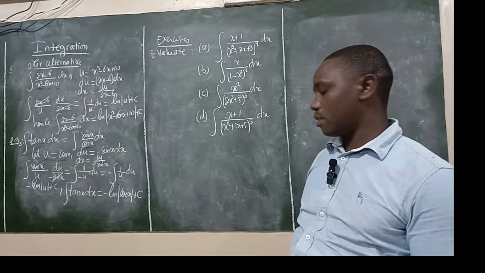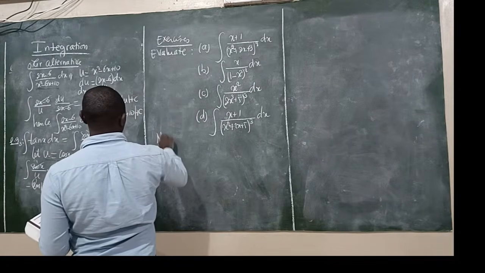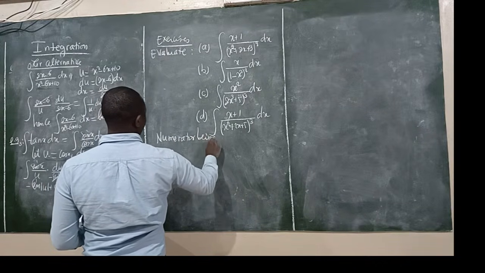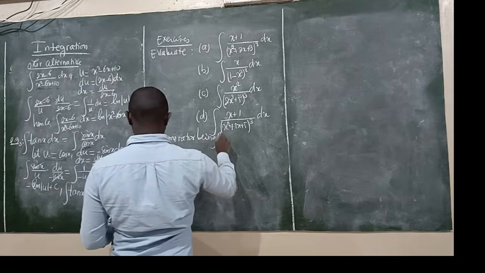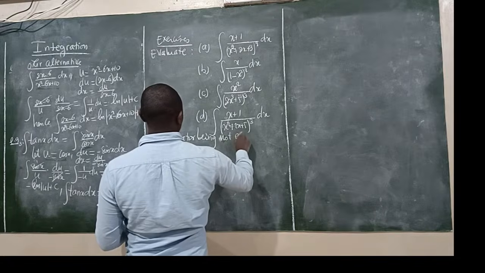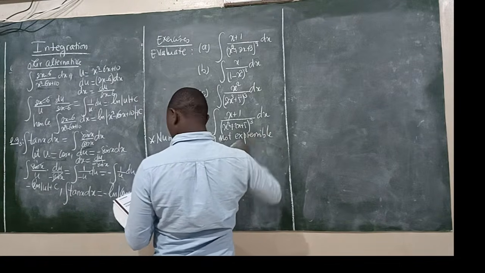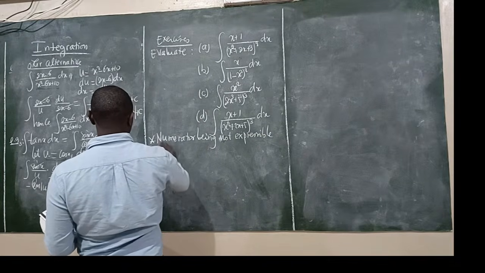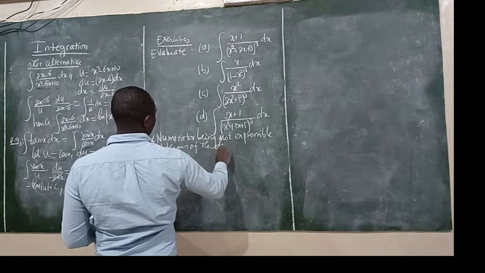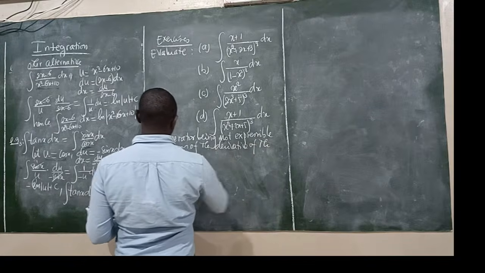The second case is about the numerator not being expressible in terms of the derivative of the denominator.